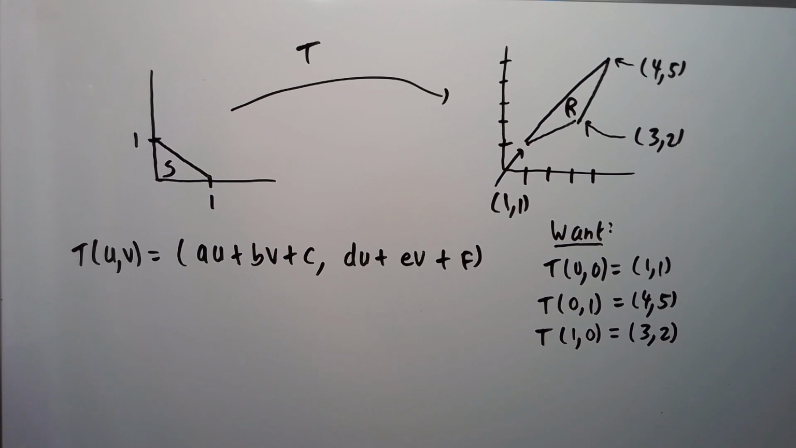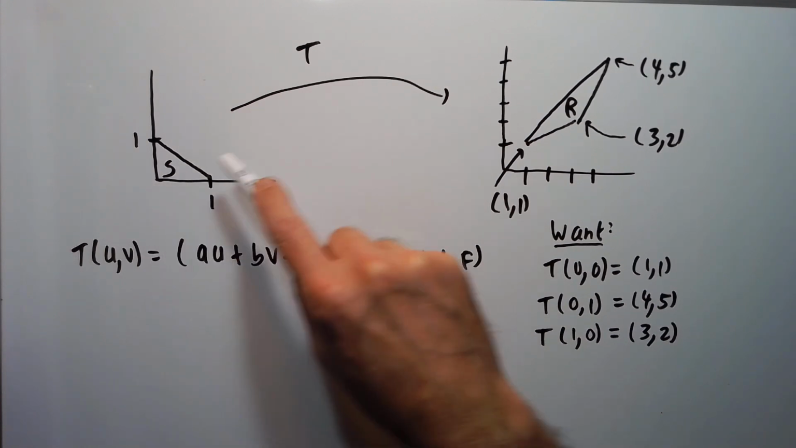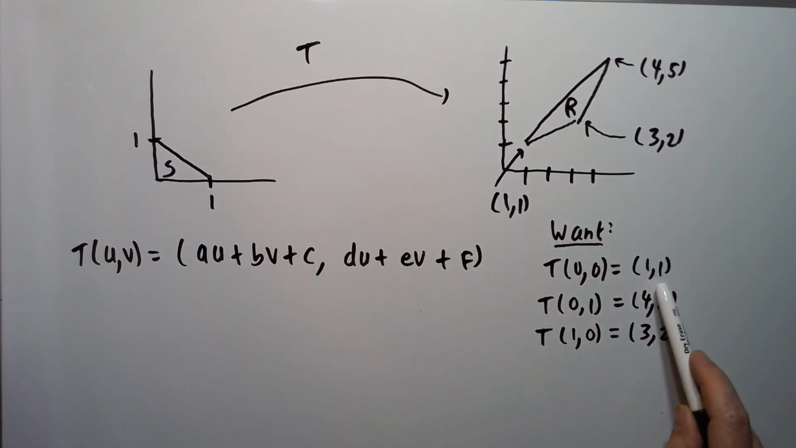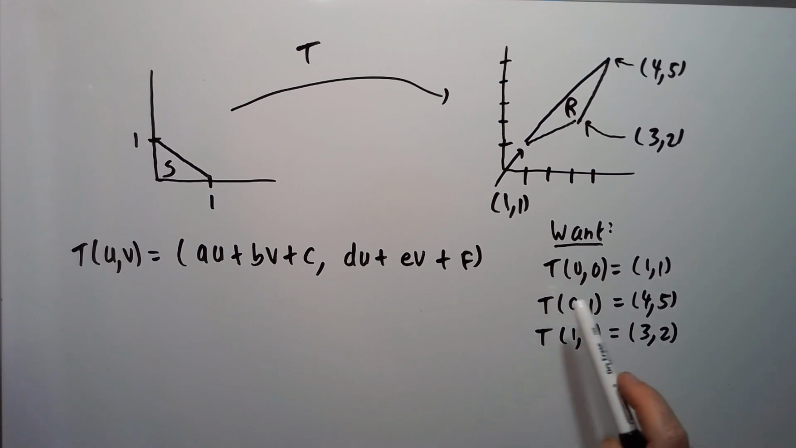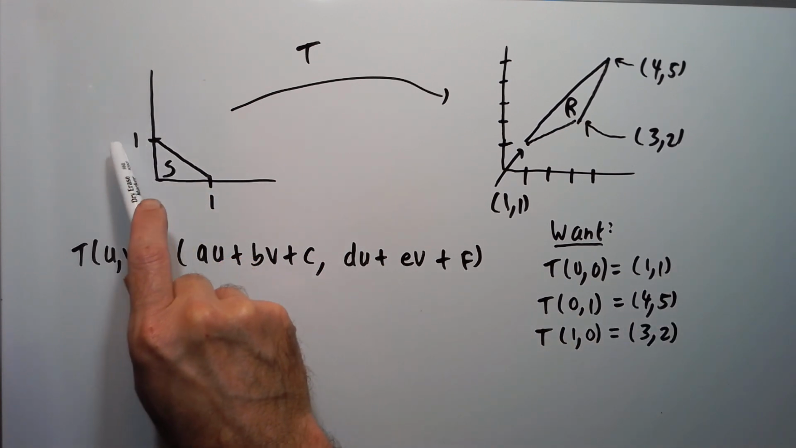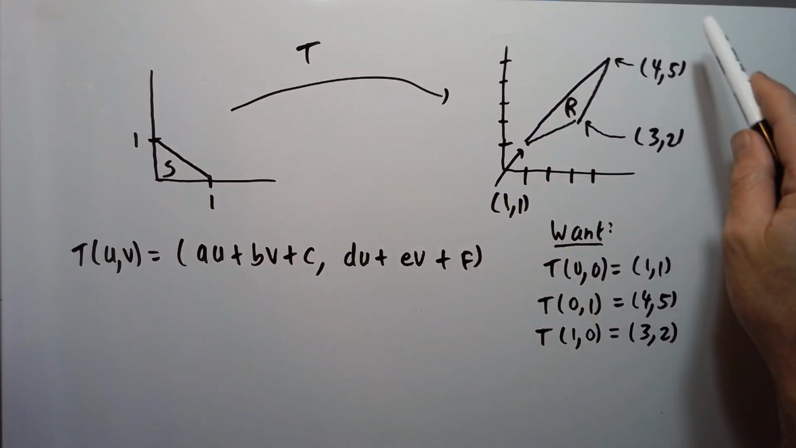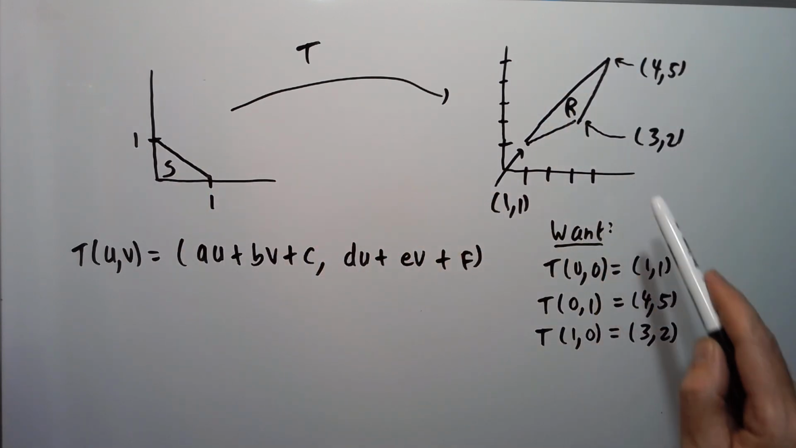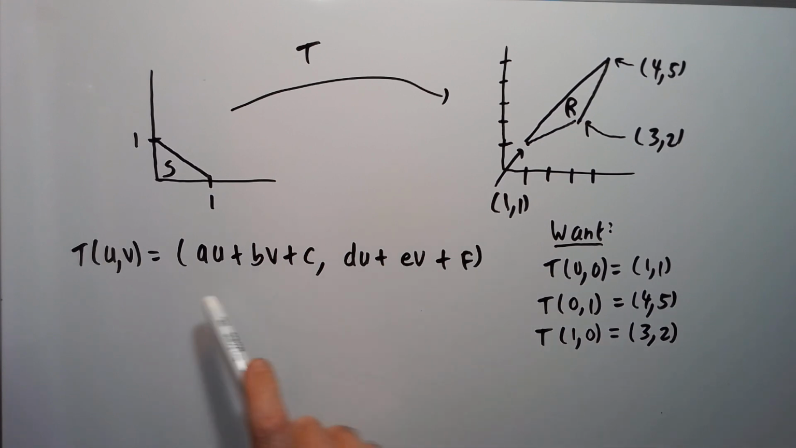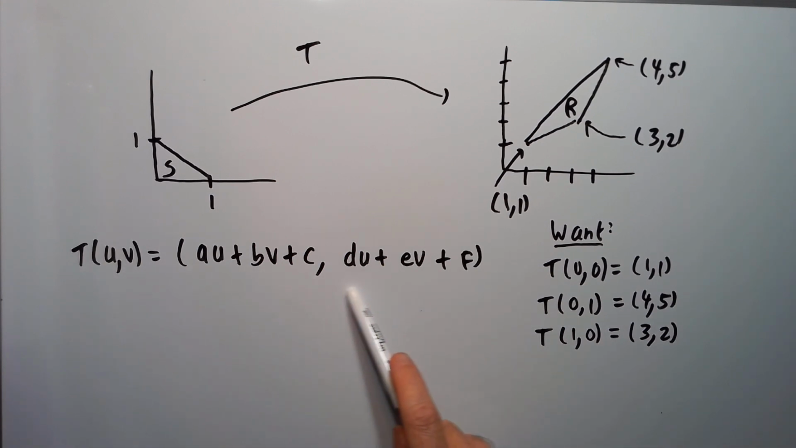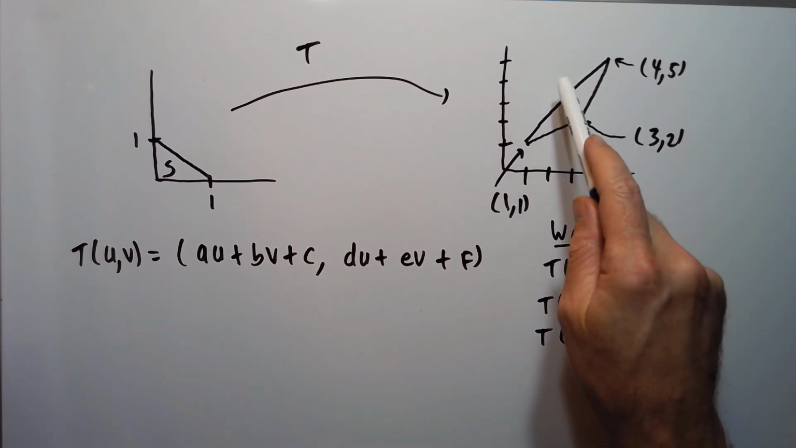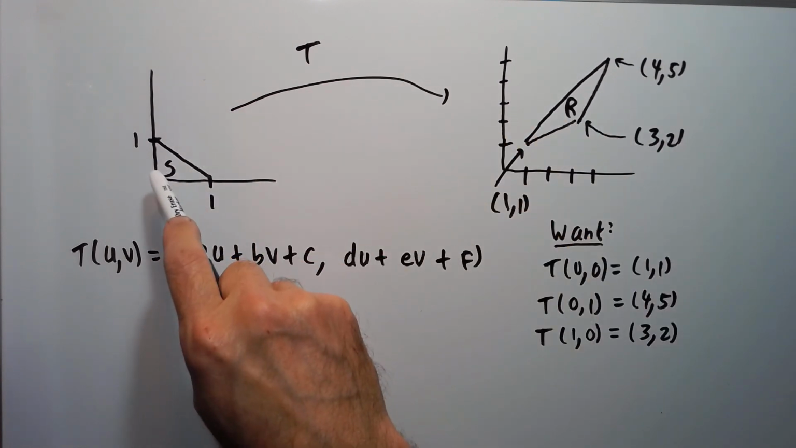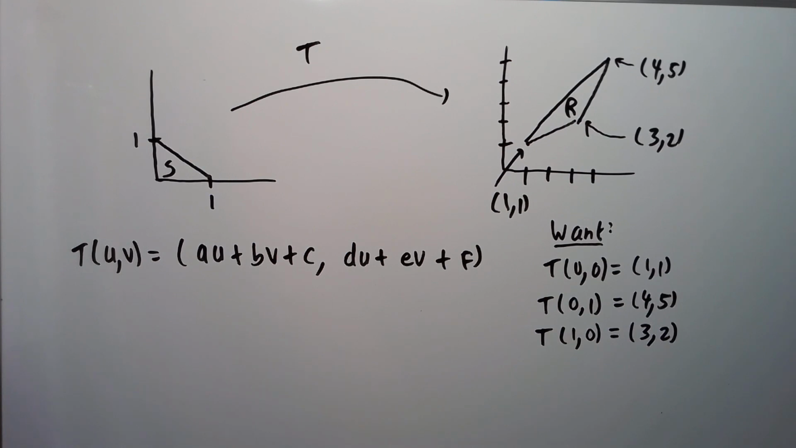So in particular, let's send this guy to that one. So T of (0, 0) goes to (1, 1). Let's send this one, (0, 1), to (4, 5). And let's send (1, 0) to (3, 2) over here. So that's fine. So here's my affine transformation. It's always the case you can map any triangle into a nice right triangle like this. So let's find conditions on A, B, C, D, E, and F that make this true.